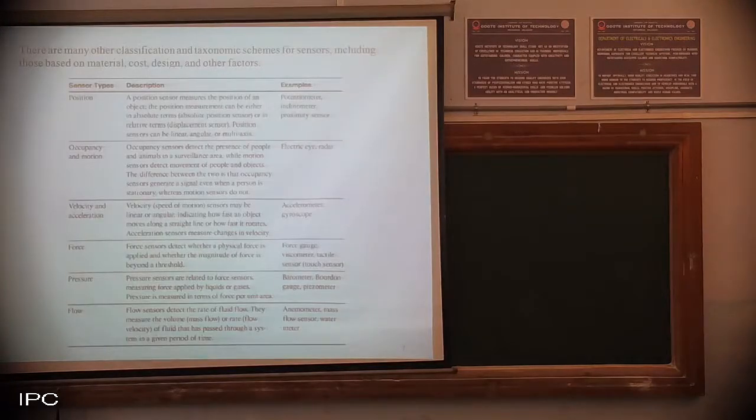Okay, and here is one more broad classification of sensors. Here different types are classified based on which principle or which application it is going to serve. It is mentioned there are many other classification and taxonomy schemes for sensors, including those based on the material, cost, design and other factors. Depending on these factors, that is material used, cost, design and others, we can classify them. And that table is shown here.